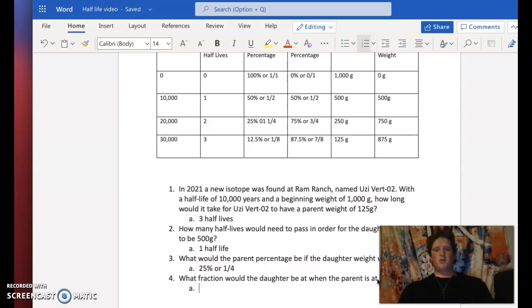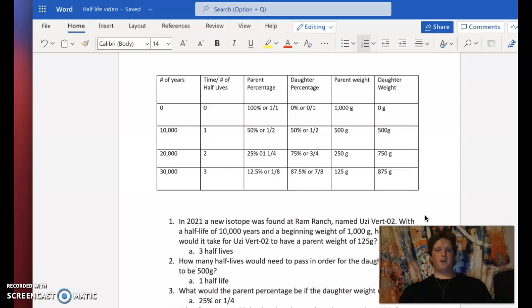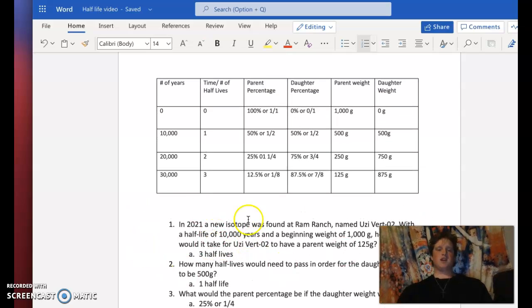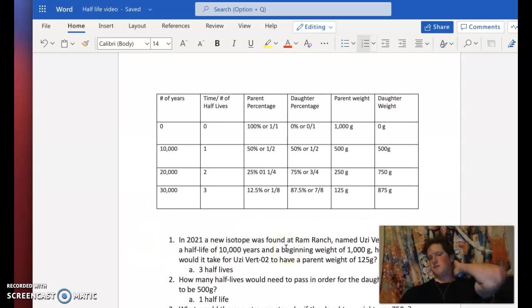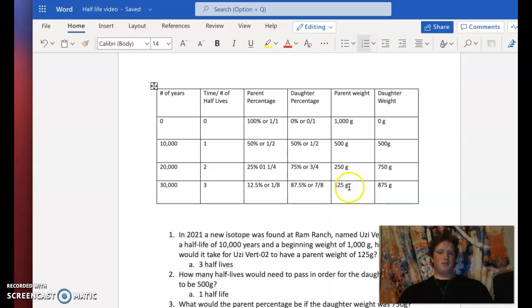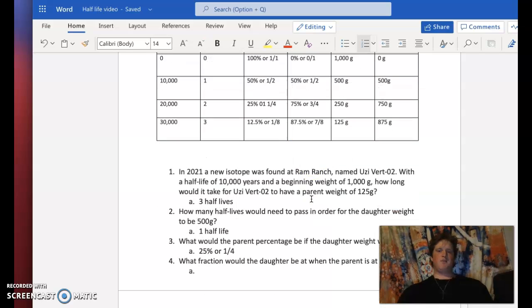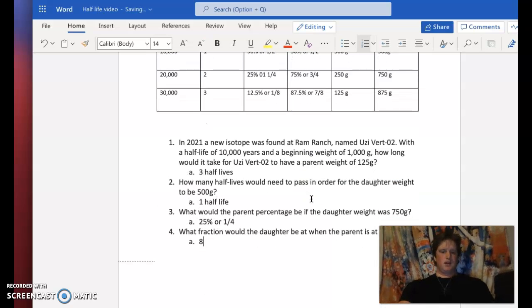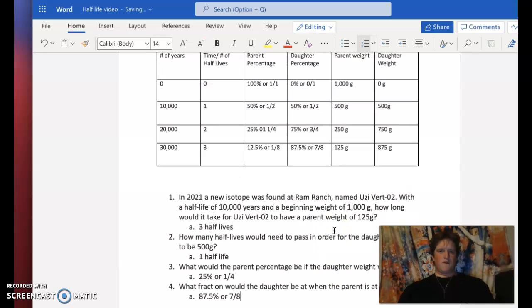And then lastly, the last question is what fraction would the daughter weight be when the parent is at 125 grams? So again, this is just kind of like the first question, just asking for a different result. So 125 grams of the parent weight would be 87.5%, or 7/8 for that final question.